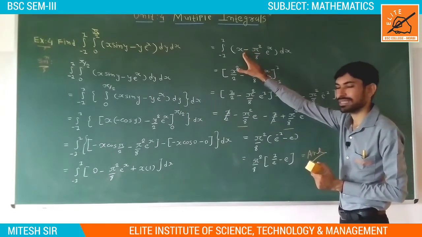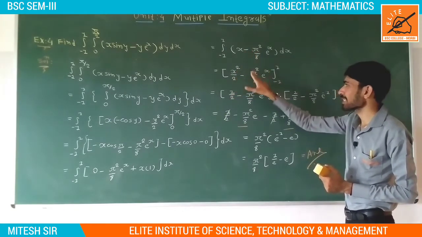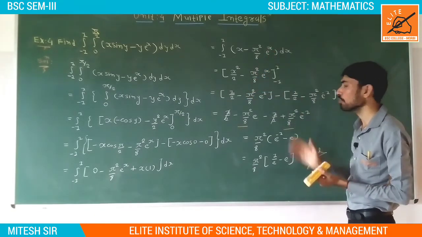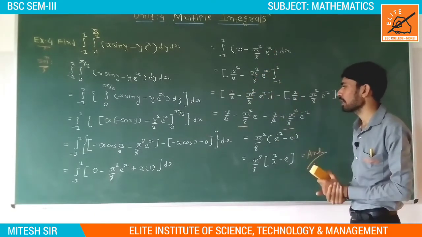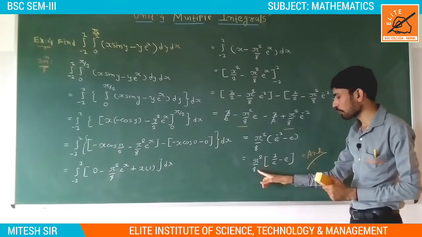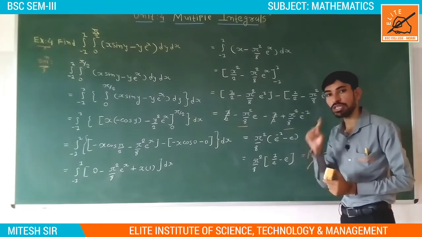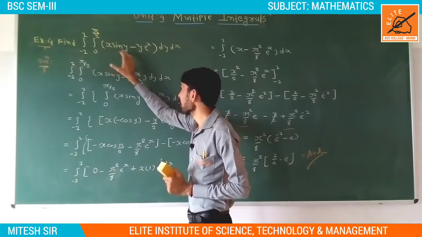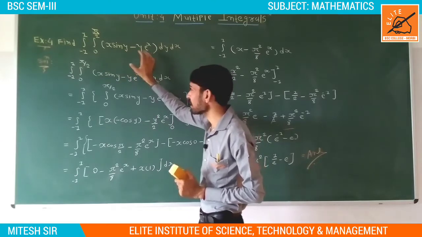So the integration of x is x square by 2 minus pi square upon 8, which is a constant as it is, and the integration of e raised to x is e raised to x, as we know. We just apply the limit and do the simplification. So as you know, this pi square upon 8 1 upon e minus e gives the volume under the curve, our curve x sin y minus y into e raised to x, bounded by this region.